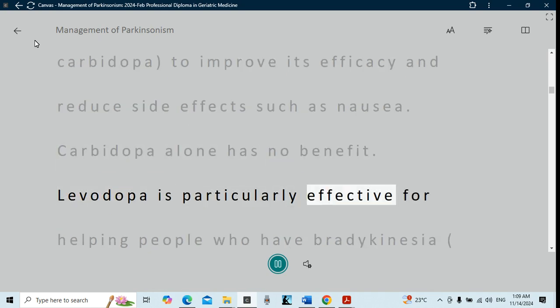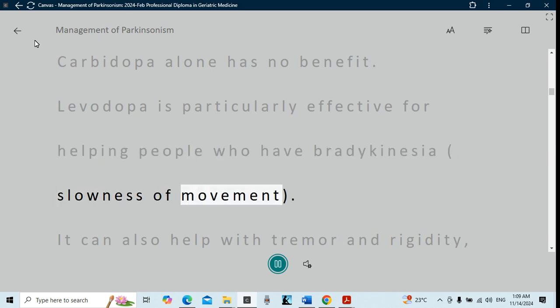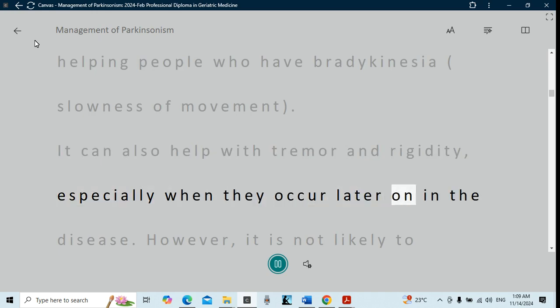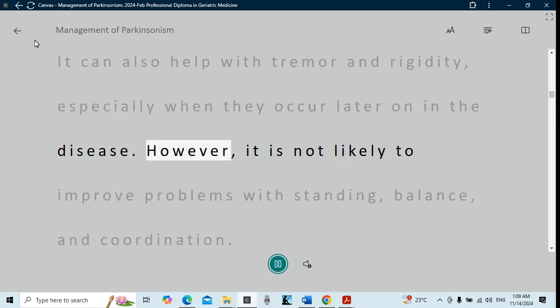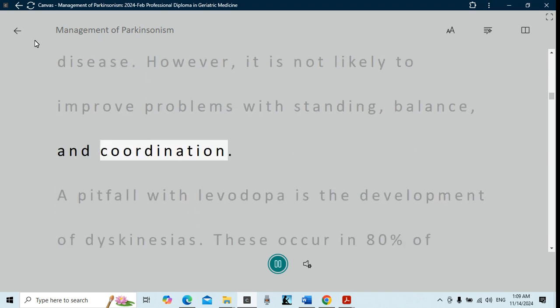Levodopa is particularly effective for helping people who have bradykinesia, slowness of movement. It can also help with tremor and rigidity, especially when they occur later on in the disease. However, it is not likely to improve problems with standing, balance, and coordination.